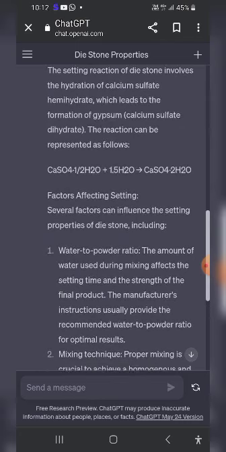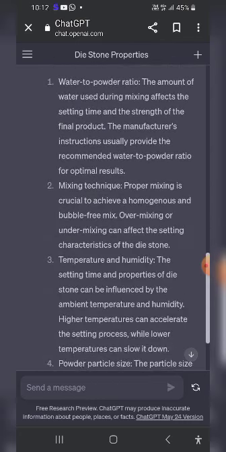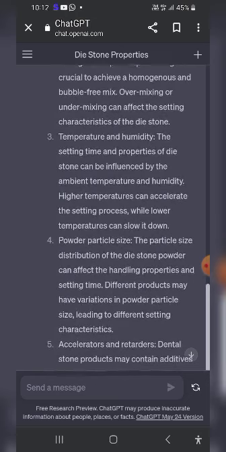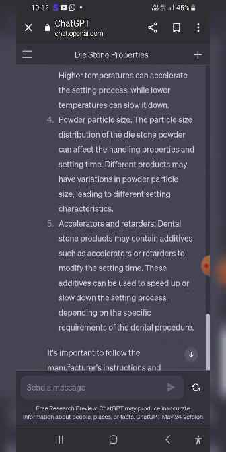Factors affecting setting: water to powder ratio, mixing technique, temperature and humidity, powder particle size, accelerators and retarders.